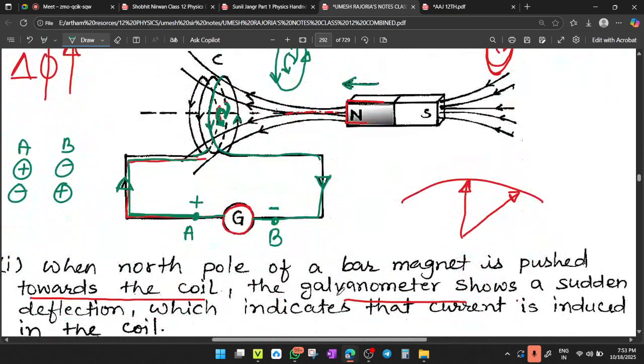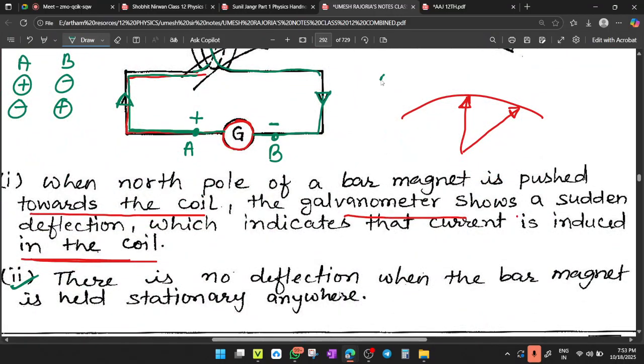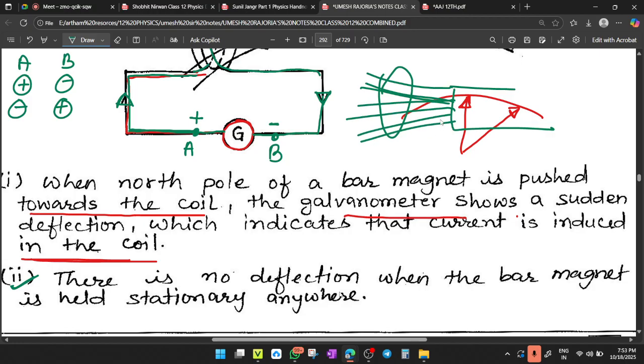Second observation: there is no deflection when the bar magnet is held stationary anywhere. Yes, exactly. When you keep the coil with respect to a stationary magnet, then the amount of flux remains the same. Flux will be there, but there is no change in flux. Agree or not? So yes, there is flux, but no change in flux. But the important thing is change in flux, delta phi.